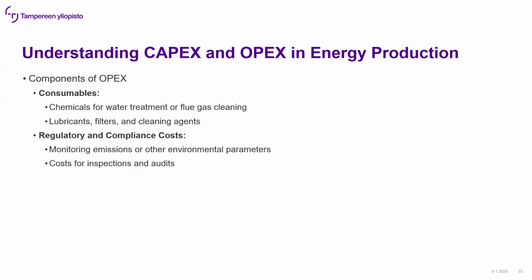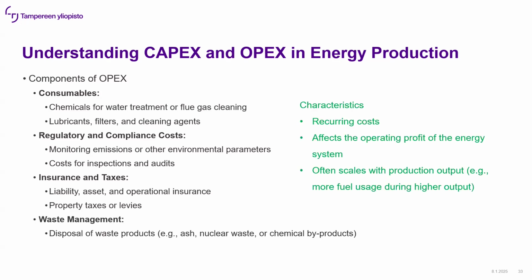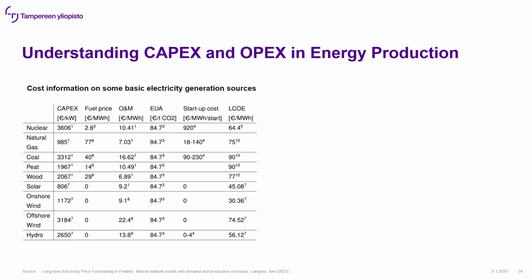Regulatory and compliance costs, so monitoring emissions, costs for inspections and audits. That has to be taken into account based on what kind of power system you have. Insurance and taxes, waste management. So these are recurring costs, they affect the operating profit of the energy system and often scale with the production. More fuel usage during higher output.